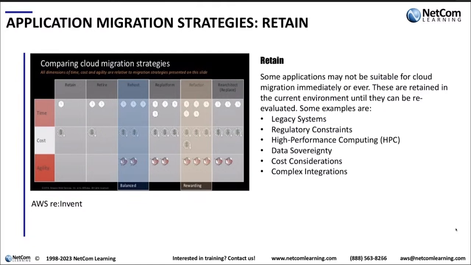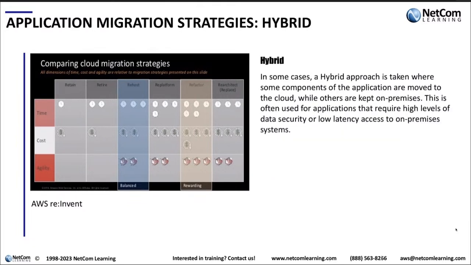Now, the last one, the seventh one, is hybrid. You may combine some of these approaches, where some components of the application are moved to the cloud, while others are kept on premises. This is the hybrid. This is fine, but one thing you have to understand is that if they are part of an application that provides business value, the connectivity must be highly available.